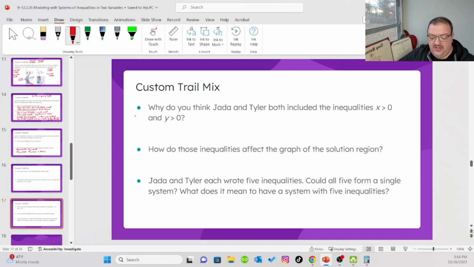Jada and Tyler each wrote 5 inequalities. Could all 5 form a single system? Yes, I treated them as a single system. What does it mean to have a system? All 5 solution regions match up and overlap each other.